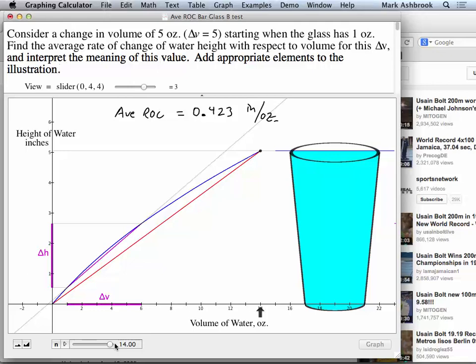And so how does that show up in the graph? The fact that we got a higher constant rate. Yeah, so for changes in volume, you get more of a change in height. Okay, so its slope is greater. Okay?